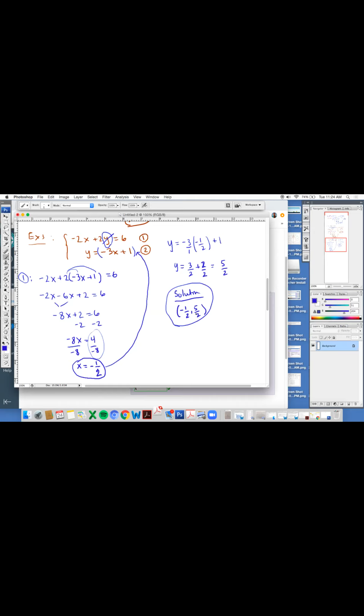Yeah, so I see that you put 3 over 2 plus 2 over 2. How did you get to that? I got the 3 over 2 by multiplying this: negative 3 times negative 1 over 2. And then plus the 1 at the end. But because I'm adding fractions, I have to get the same denominator. So I multiplied that by 2 over 2 to get the same denominator. And that's 5 over 2. Okay, thank you. Any other questions?